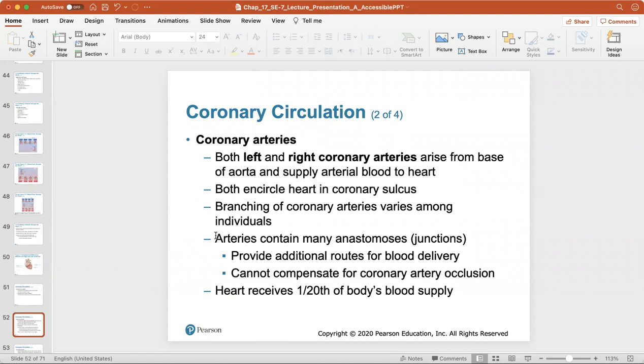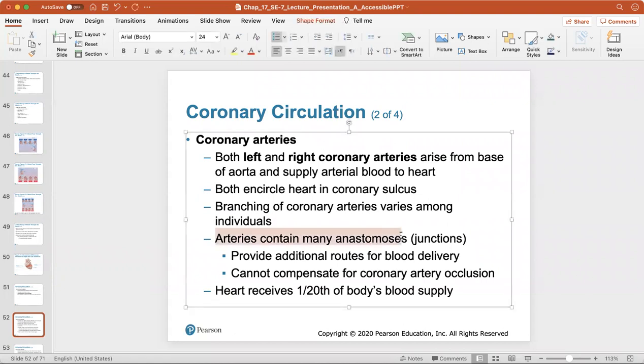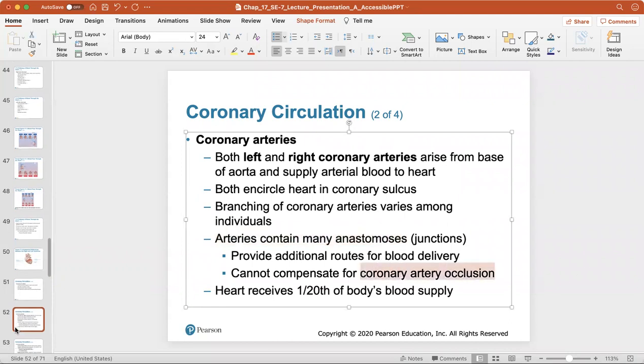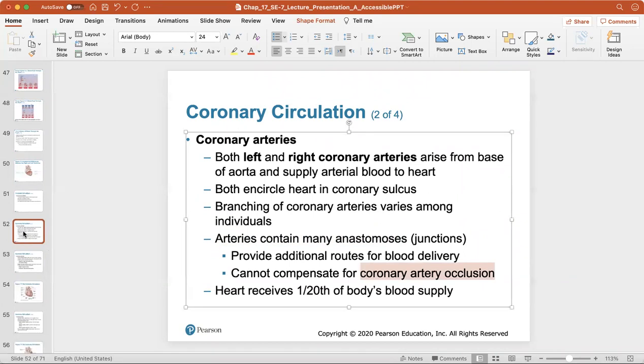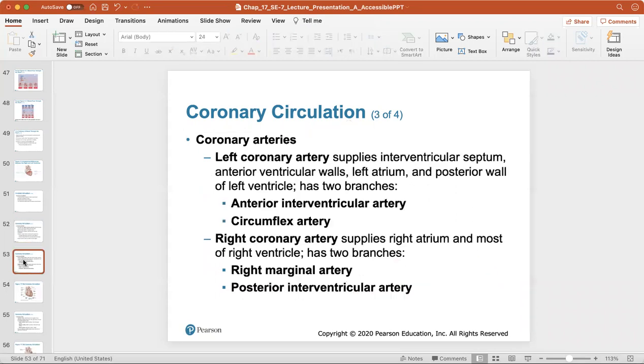The arteries contain many anastomoses, which are just junctions that provide additional routes for blood supply, but they cannot compensate for a coronary artery occlusion or a blockage. If there is a blockage within a coronary artery, usually a stent needs to be put in to alleviate that blockage, or a bypass surgery occurs where they take an artery and try to bypass the blockage.